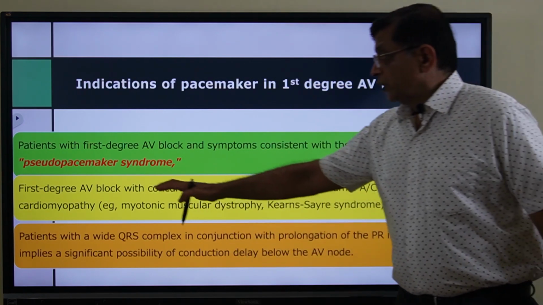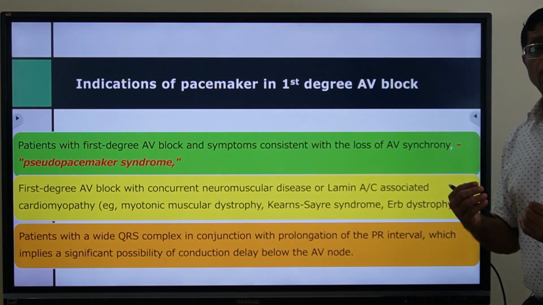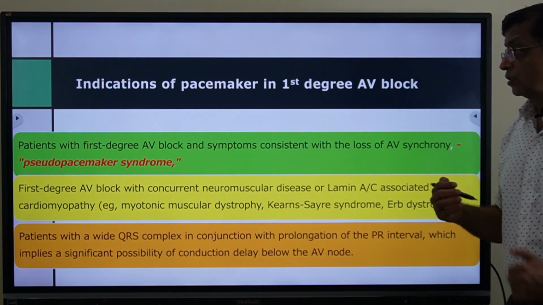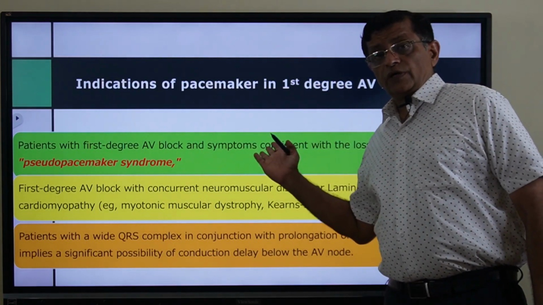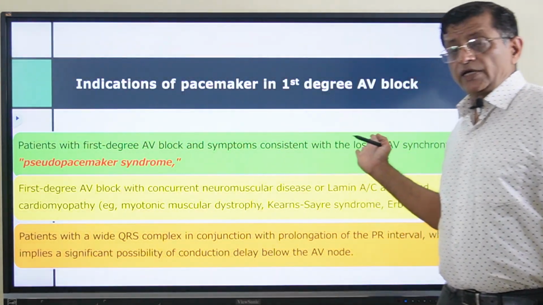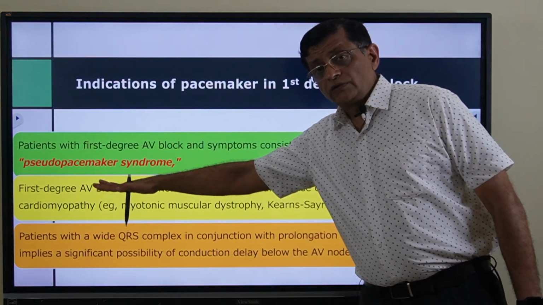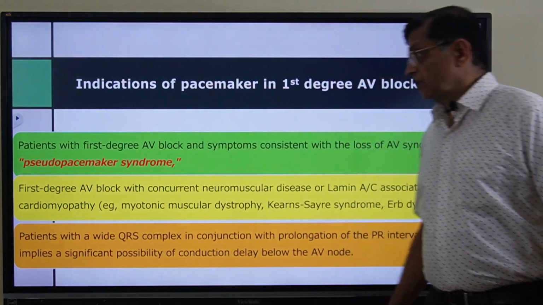Like we discussed, when the atrial contraction occurs immediately following the preceding ventricular contraction due to severe AV conduction delay, then symptoms and signs similar to pacemaker syndrome occur, what is called pseudo pacemaker syndrome. This sometimes requires a pacemaker.